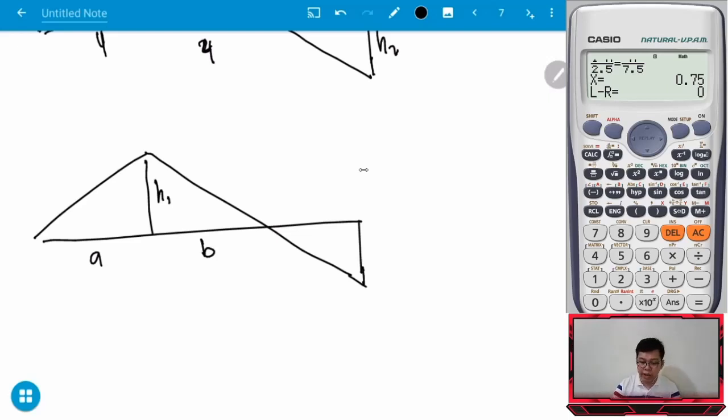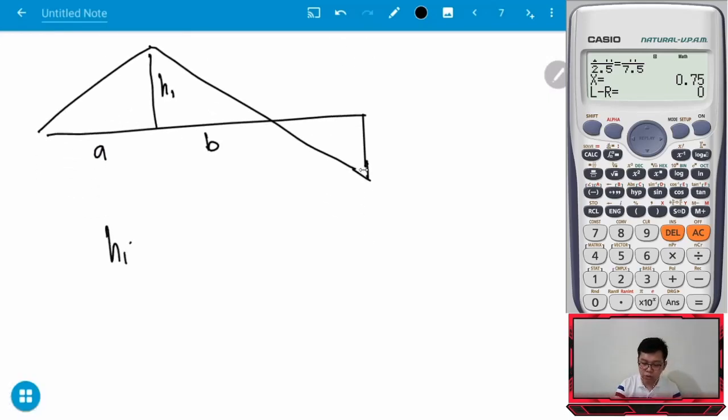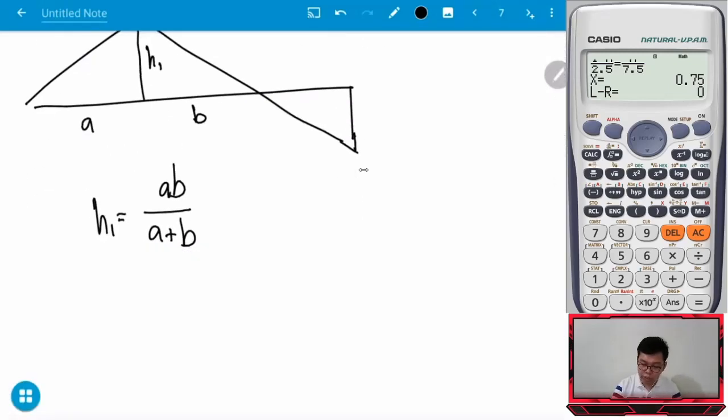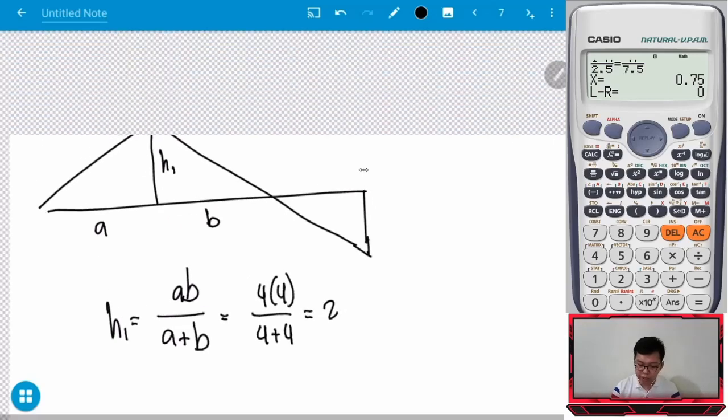To solve for H1, actually, guys, tandaan nyo to kasi hindi ko nilagay sa notes. That is actually equal to, ano nga ulit yun? A, B over A plus B. Check nyo ha? Ano yung A at saka B natin? 4, no? So, check na natin. 4 times 4, divided by 4 plus 4. 4 times 4, 16, divided by 8, 2. Matik, diba? H1 is 2.